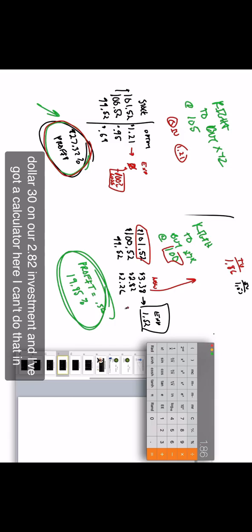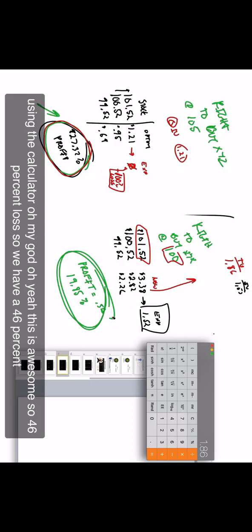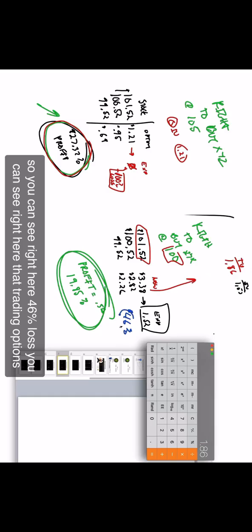And I've got a calculator here. I can't do that in my head. You're cheating. 46%. The great Corey Halliday using a calculator. Oh my gosh, this is awesome. So what's that? A 46% loss. You can see right here, 46% loss.